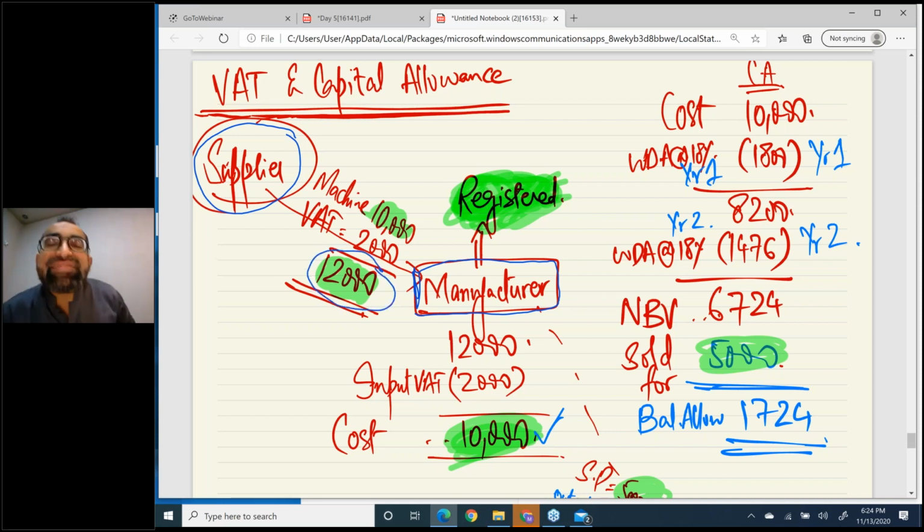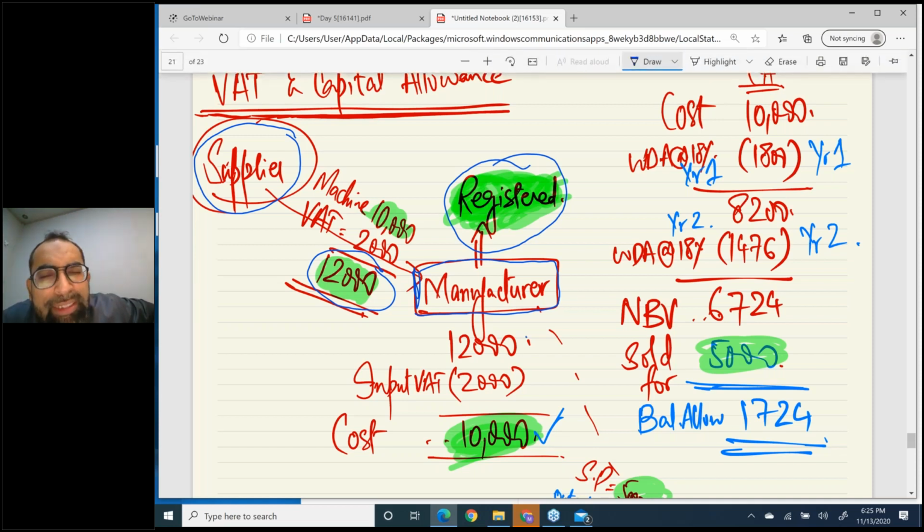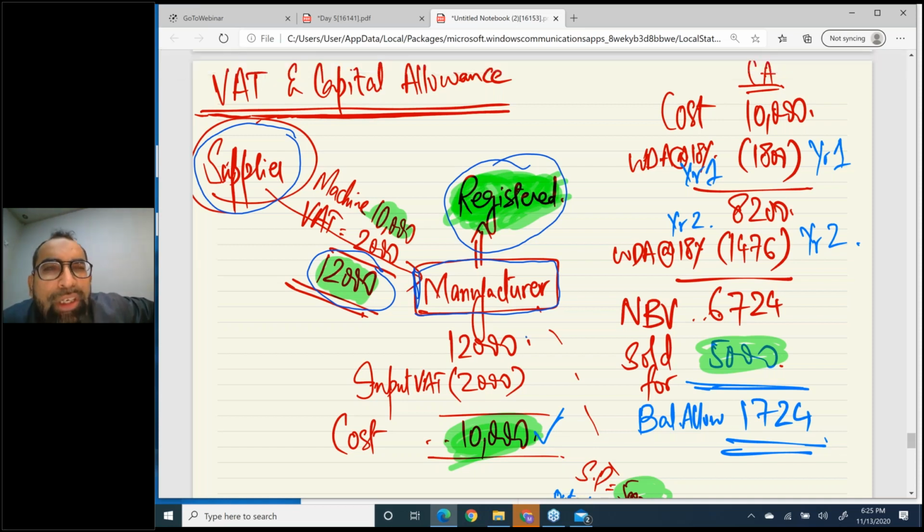That means initially the manufacturer paid 12,000. Initially the manufacturer paid how much? 12,000, right? But as the manufacturer is a registered trader, he will go to the government and claim back 2,000 out of this 12,000. So he paid 12,000 to the supplier, but finally he will get back 2,000 from the government.